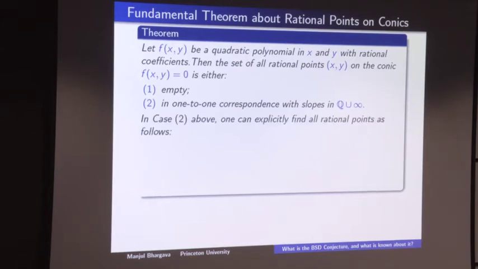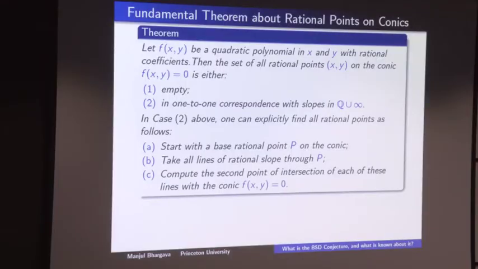And in case 2 above, the case where you do have infinitely many rational points, one can actually explicitly find all rational points just as we did before. We start with a base rational point P on the conic. So if there are rational points, then you can start with one of them, call it P. And then you take all lines of rational slope through P, and you compute the second point of intersection of each of these lines with the conic f(x, y) equals 0. And that will produce all rational points on your conic. And so that's how to solve a conic in general.